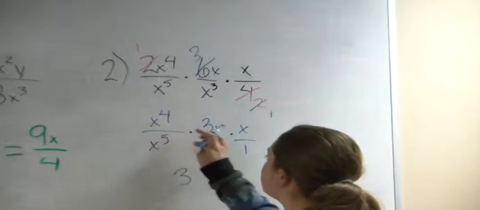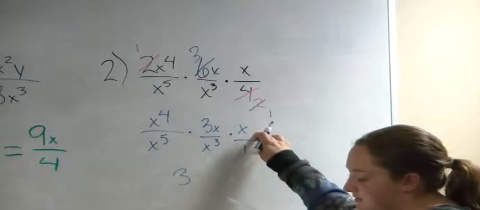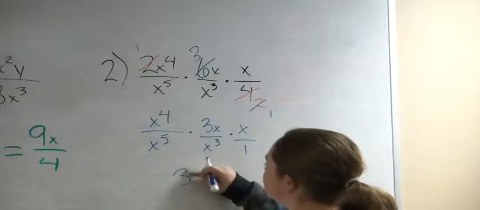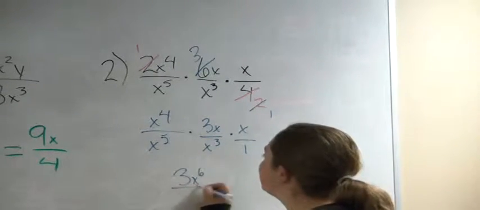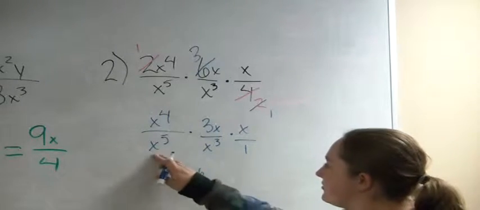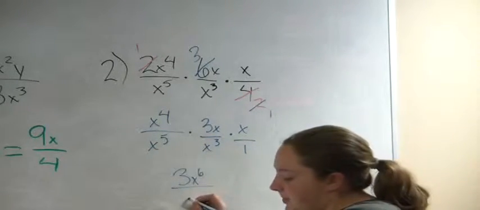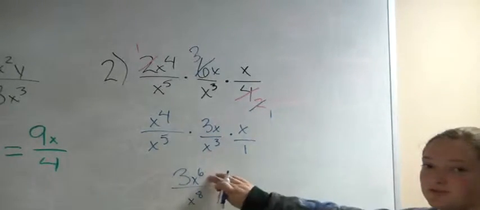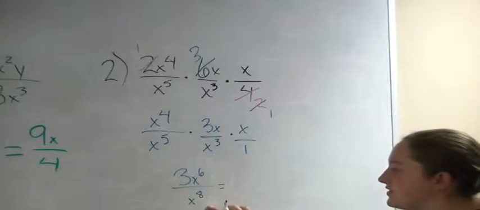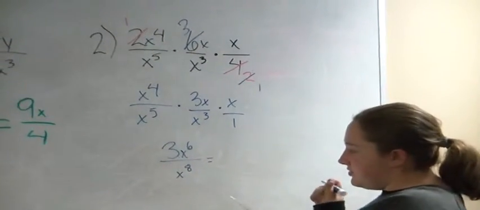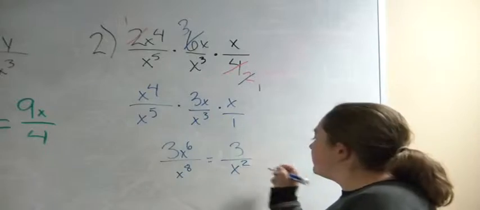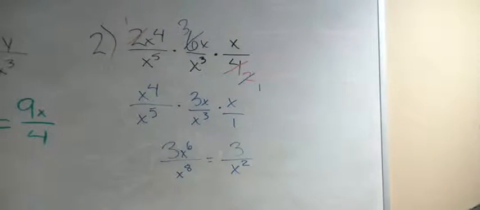Since we have x to the 4th and x and an x, it's going to be 3x to the 6th over, we have 8 x's down here. So, since we have 6 x's up here and 8 x's down here, I'm going to move the 6 x's down, so we're left with 3 over x squared. And that's the final answer.